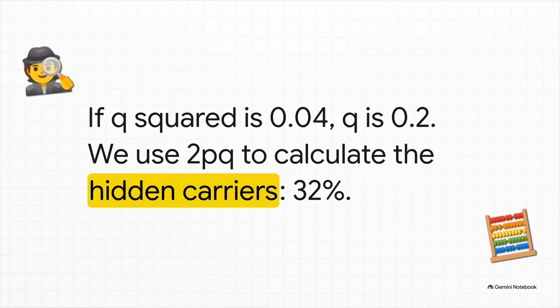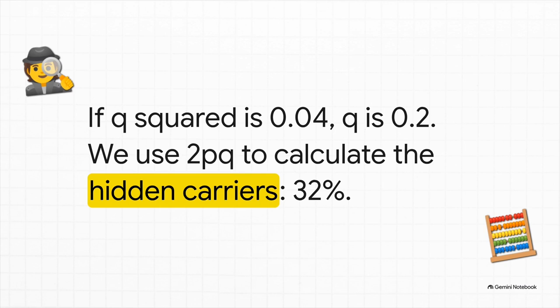Now, to find those hidden carriers, the heterozygotes, the Hardy-Weinberg formula is 2pq. We know q is 0.2. We know p has to be 0.8 because 1 minus 0.2 is 0.8. So we multiply 2 times 0.2 times 0.8, and we get 0.32.